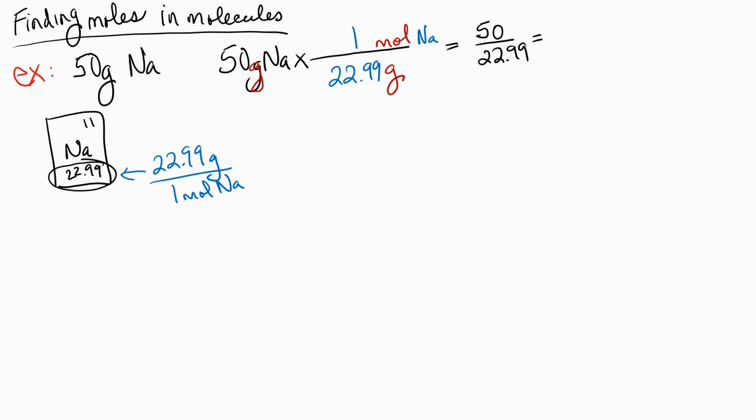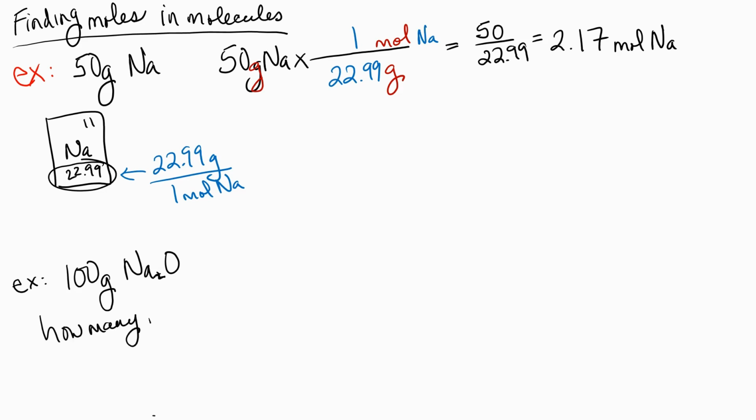I'm going to do the same, and I am getting 2.17 moles of Na. That would be what we would do if we had it just in its atomic state. However, sodium really isn't found in its atomic state. It's pretty reactive. So really, let's see what happens if we had 100 grams of sodium oxide, Na2O. And so the question is how many moles of Na?